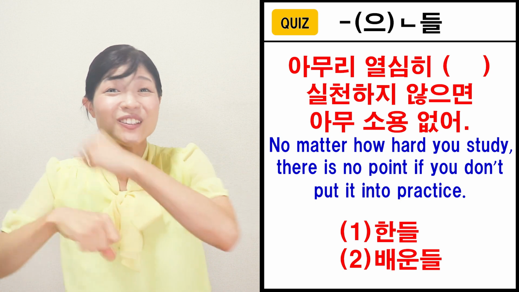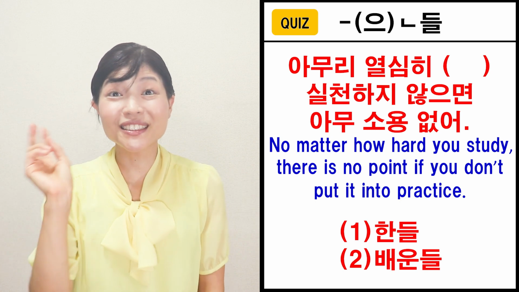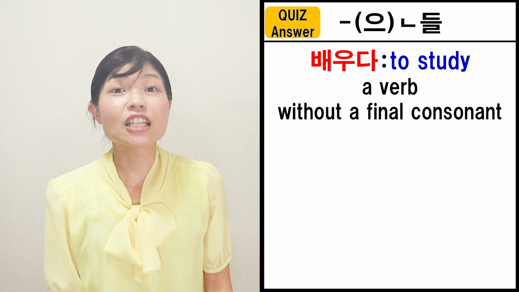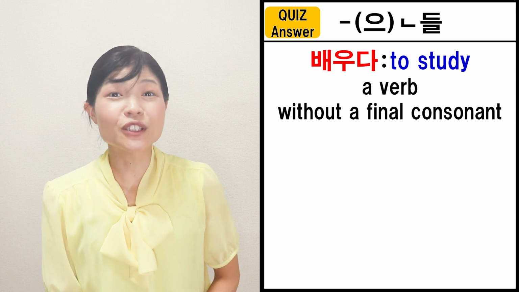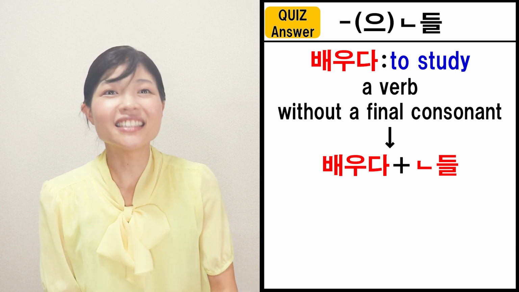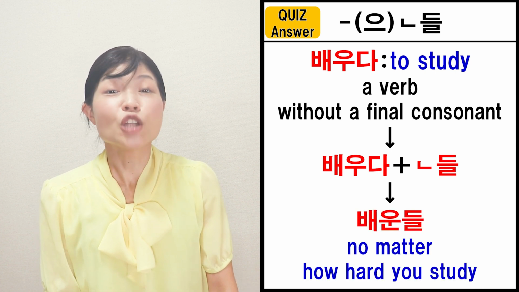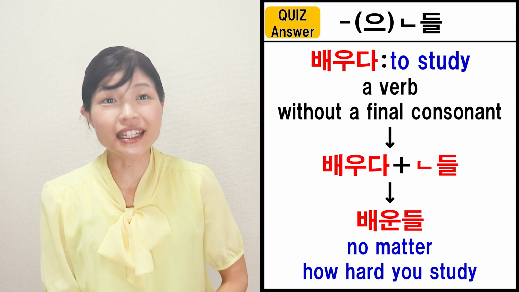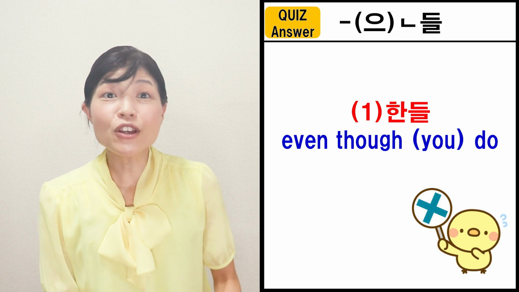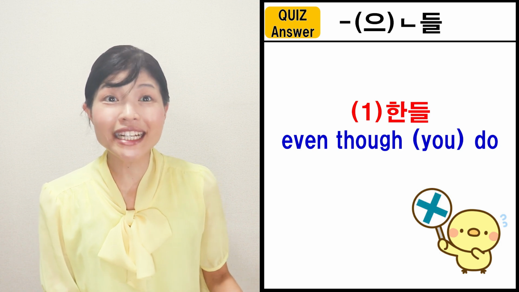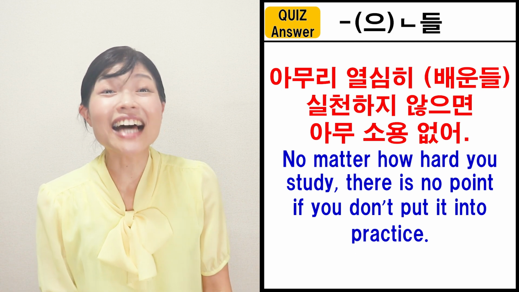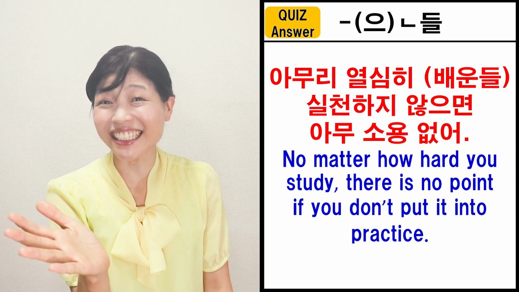The correct answer is number 2. 배우다 is to study, which is a verb without a final consonant. Therefore, you attach 니은들 to say 배운들, no matter how hard you study. The number 1 is wrong because 한들, even though you do, is a different meaning from the context of the sentence. Now, let's read the sentence as if you are a Korean auntie.